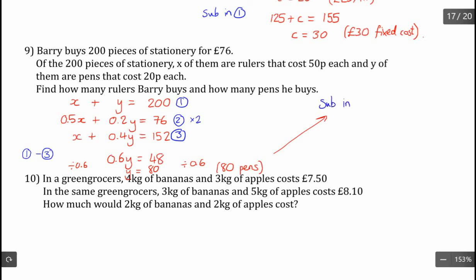So we're going to sub that into equation 1. That's a really easy equation to sub into. So x plus 80 equals 200. So therefore we must have bought 120 rulers.